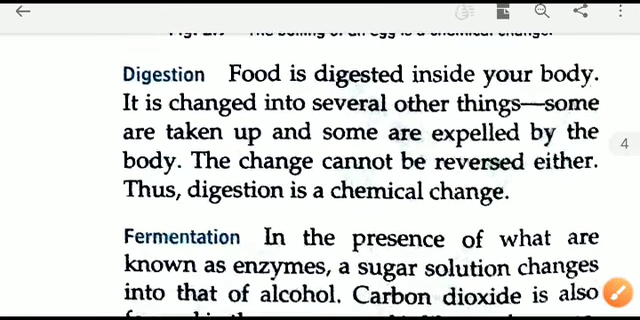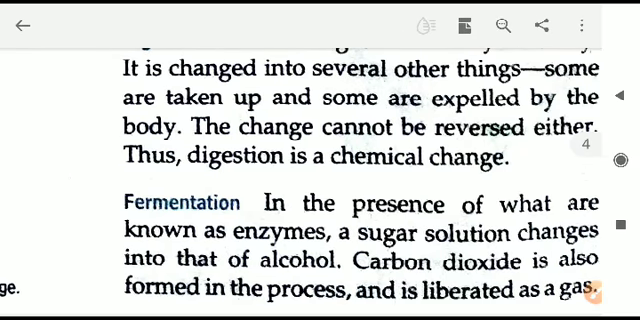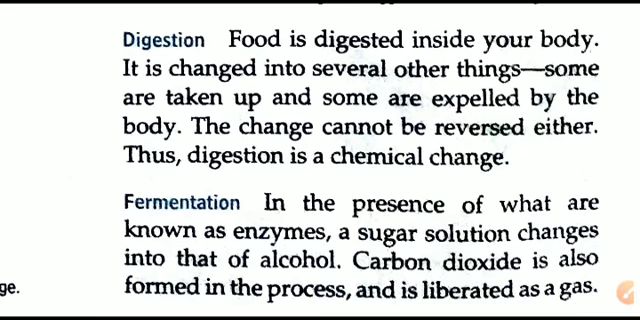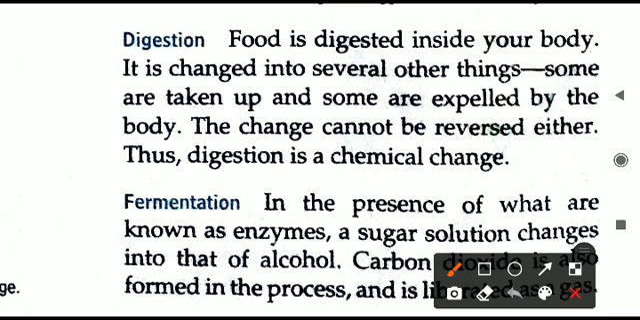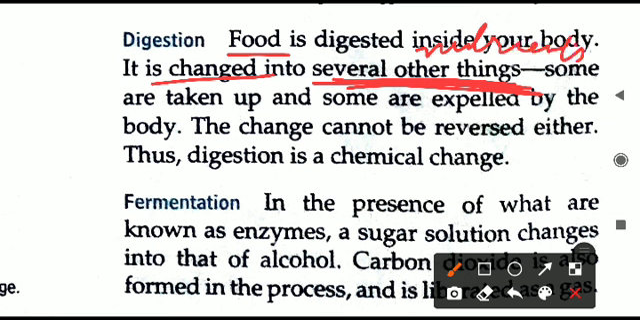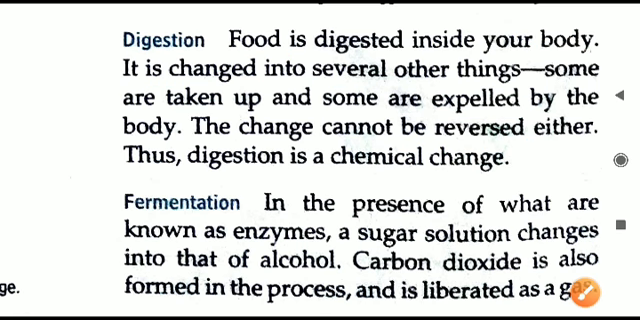Next similar process is digestion of food. Whenever we eat food, what is happening? It gets digested in the body. Digestion is actually whatever food we have eaten changing into several other things. What are those other things? Only nutrients are there. Whatever nutrients are present in the food, they are absorbed in the body, they are taken up, and some of the waste material is expelled outside. Whatever is not required is expelled outside by the excretory system of our body.